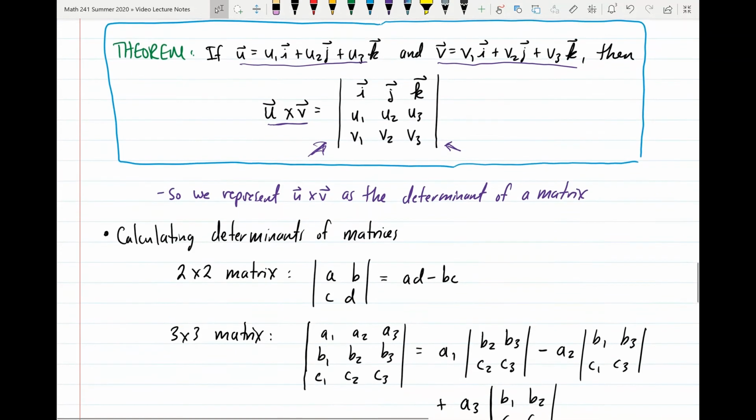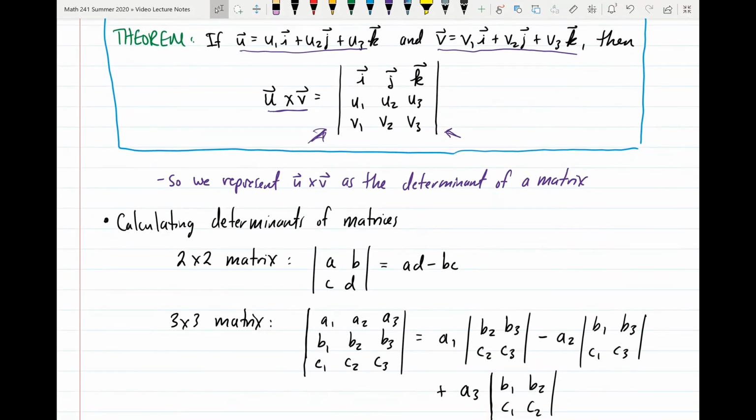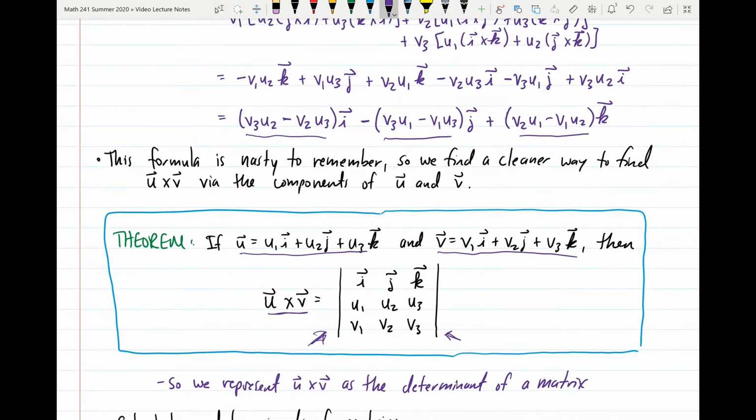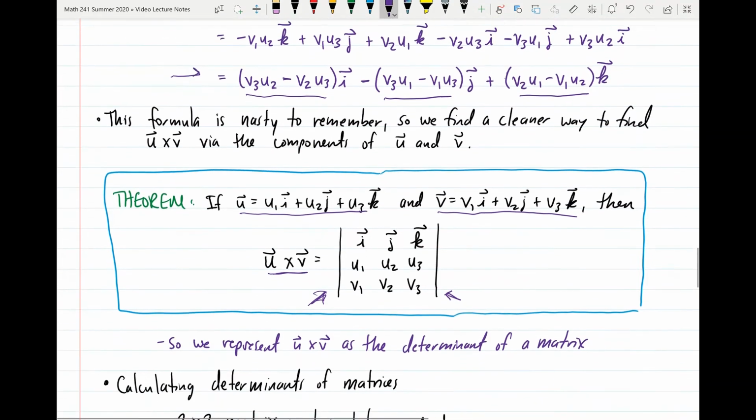So again, we can represent U cross V as the determinant of a matrix, and ultimately this is going to make memorizing how to find U cross V in component form much easier than memorizing this equation given up here. Though theoretically you could just memorize the equation up there if you wanted to, that would be okay.